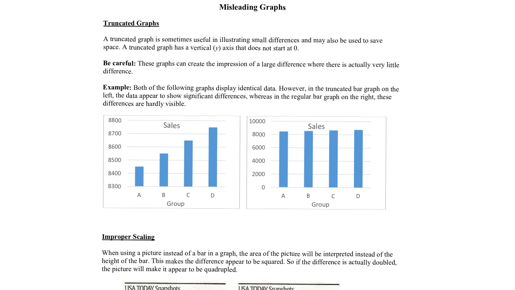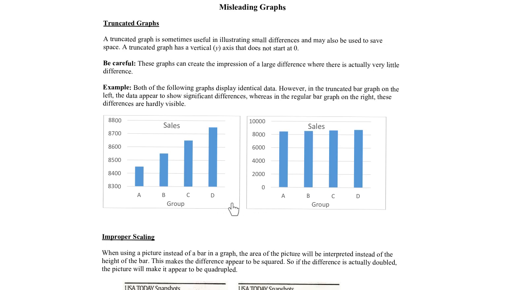So truncated graph, there's a time when they're very useful, but you just have to be careful because of what can happen. To see what that means, these two graphs show the same information, but this is truncated, meaning the vertical scale is starting at 8,300. So imagine that you are the sales manager for Group D, and you're going to a meeting with your boss, and you want to make a good impression.